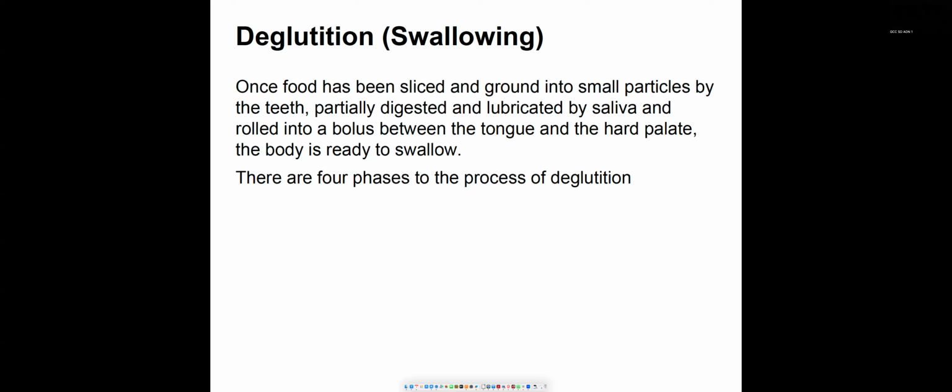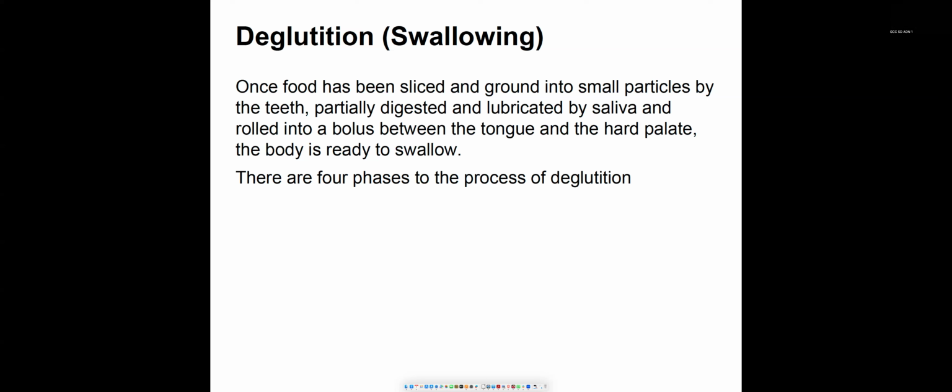Deglutition, what is that? That is the process of swallowing. All right, so once food is properly chewed through mastication, chemically and mechanically digested, it needs to get transported as a new molecular element. We call that bolus, down the throat and through the esophagus, through a process we call deglutition. And these have different phases of deglutition.